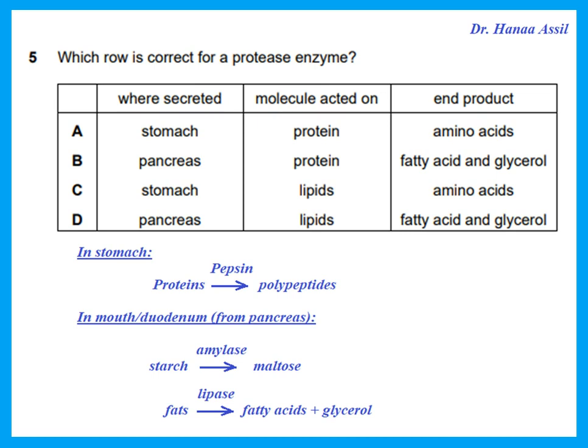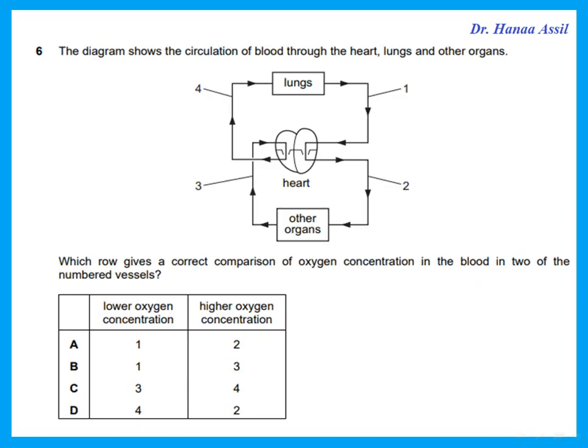While from the mouth or from the pancreas, we can have amylase, which breaks down starch to maltose, and we can have lipase that breaks up fat to fatty acids and glycerol, and we can actually have from the pancreas also a protease, which is trypsin, that breaks up proteins to amino acids. So out of my choices, the answer A is the correct one.